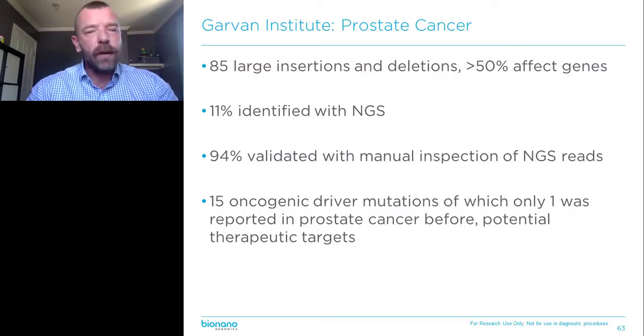And so what they found is that using Bionano, they found 85 of these large insertions and deletions, most of which affect genes, of which only 9 were picked up by NGS. Yet almost all of them were validated by manual inspection of these NGS reads. And there were a number of oncogenic driver mutations never before seen in prostate cancer. So really great results right there.